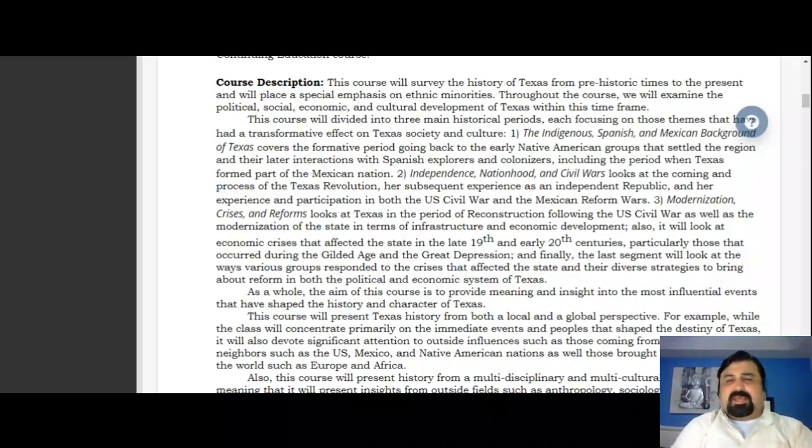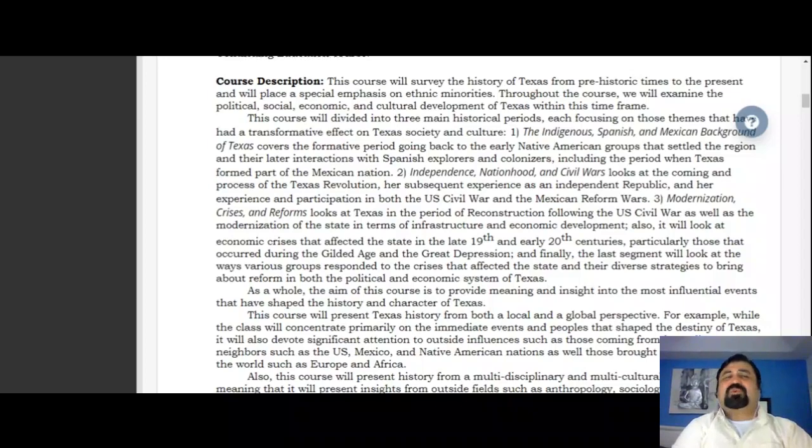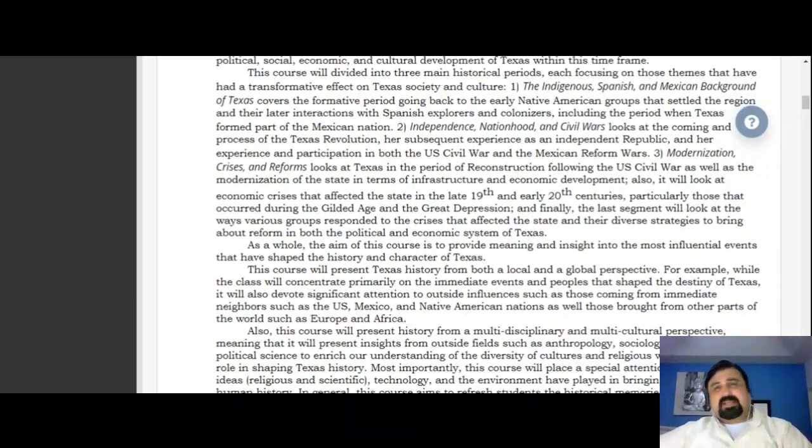All right, so now the way we're going to divide the course is that there will be three main historical periods that we're going to look at. Each historical period is going to be covered in 3 topics. So there will be 9 topics overall. The first historical period we're going to look at is titled The Indigenous, Spanish and Mexican Backgrounds of Texas.